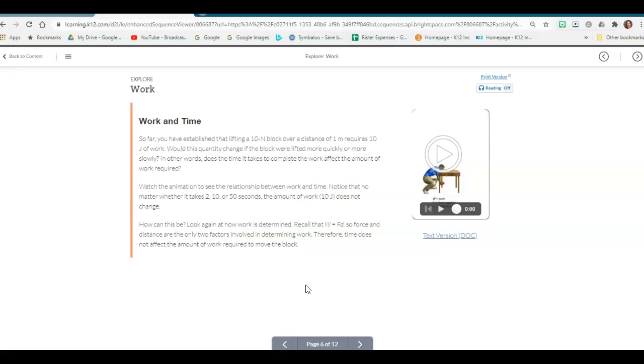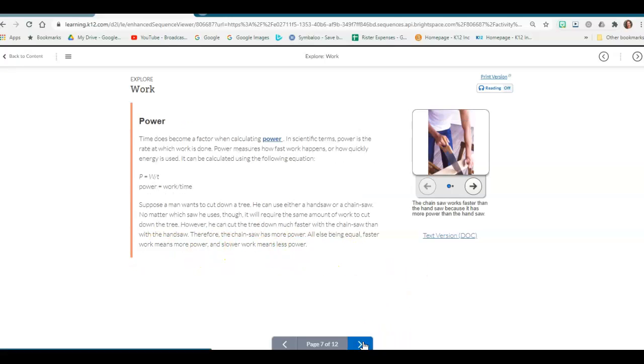So you may want to put something in your notes that just says time does not affect the amount of work done. And we can see it's not a part of the equation, right? So not a factor. So how can this be? If you look again at how we determine work, force times distance, it doesn't say anything here about time. So there's only 2 factors involved. Therefore, time does not affect the amount of work required. So that might be noteworthy for you as well.